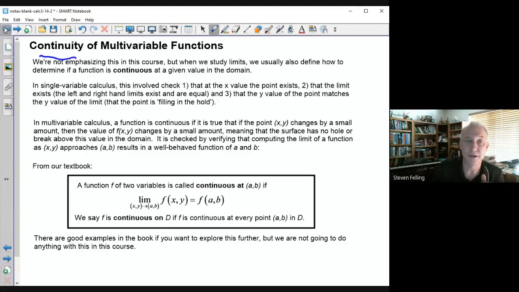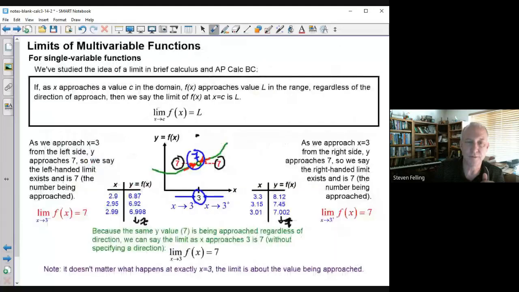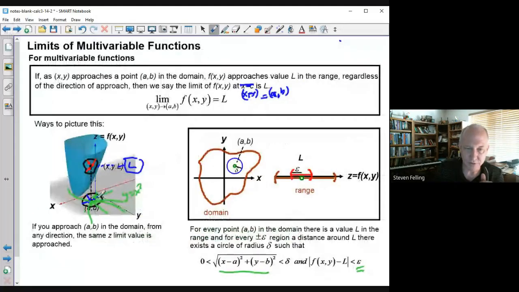The idea being, let me go back to the visual image of this. As we're approaching a value from any point in the domain, we're approaching a value in the range and getting a particular height L, a z value that is some limit. That will happen when the surface here is smooth and continuous, right? Smooth and continuous meaning there's no discontinuities or jumps or gaps or anything.